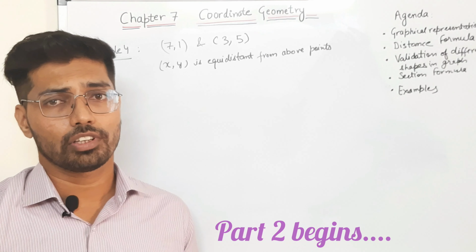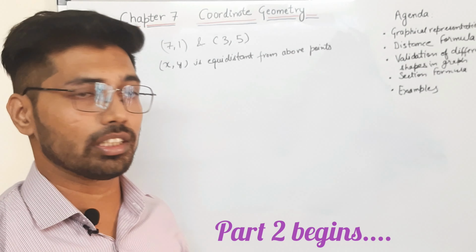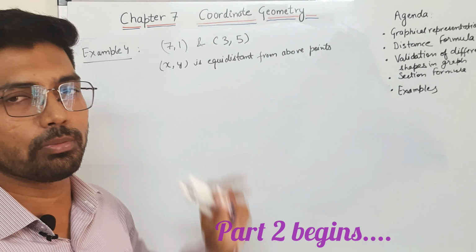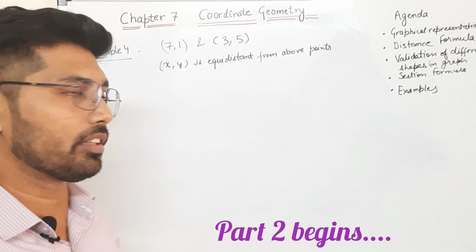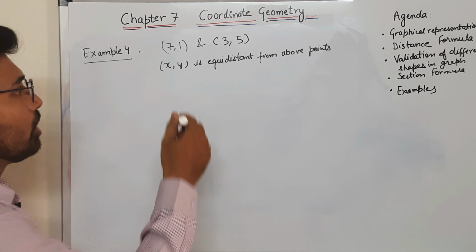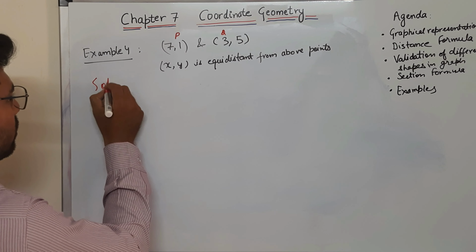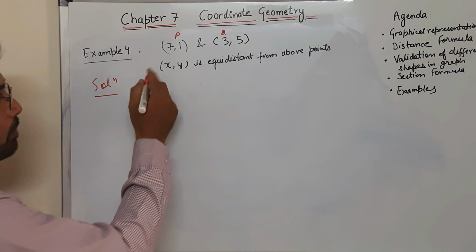Okay, let's now come to our next question. Here we need to find the relationship between x and y such that this point is equidistant from the above two points, 7, 1 and 3, 5. So we need to find a relationship such that the distance is the same. For example, this is P and this is Q. This is the solution. This is our R.